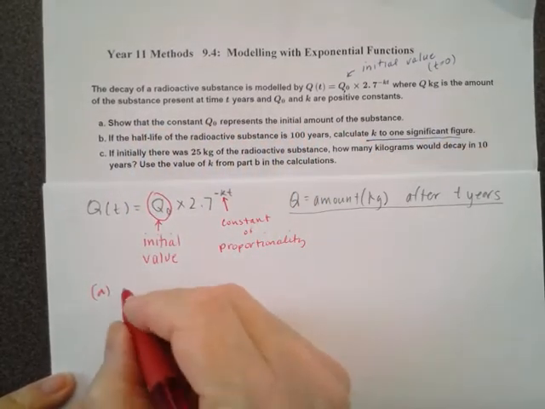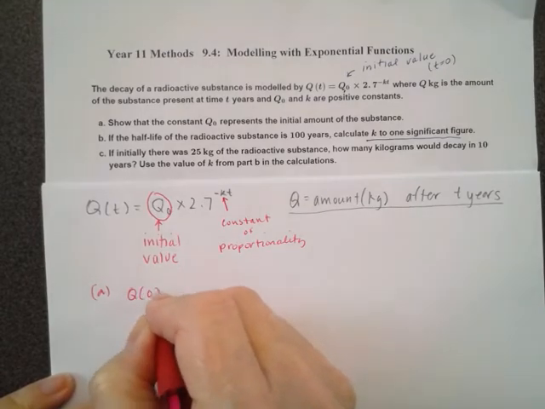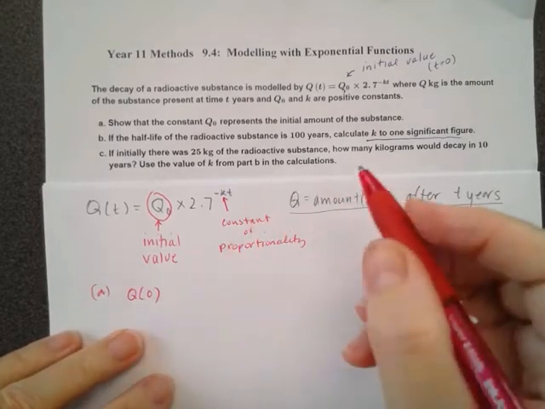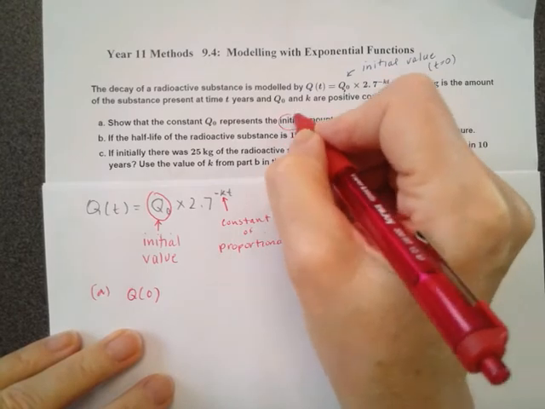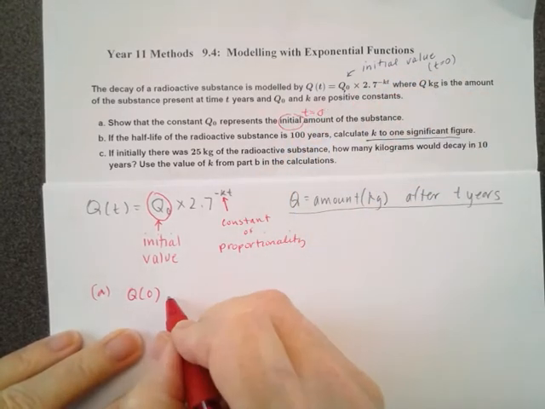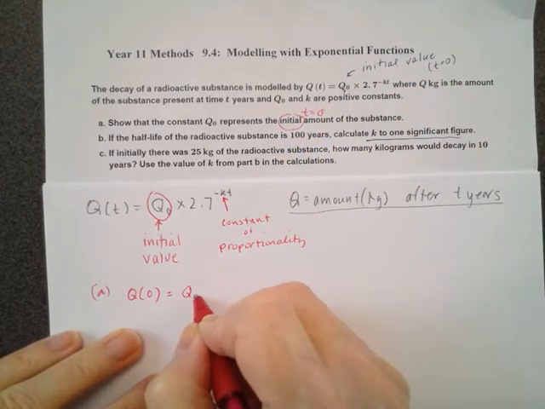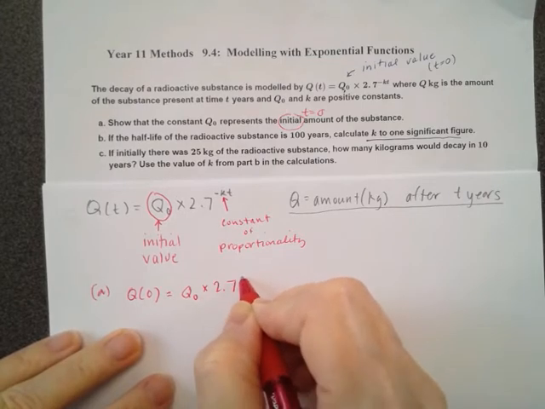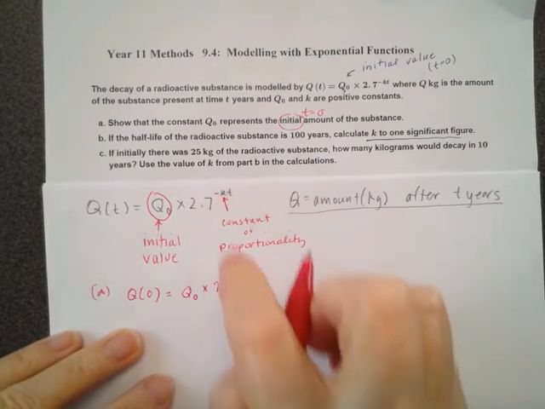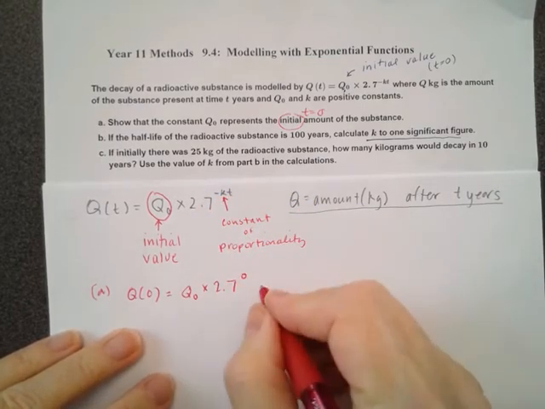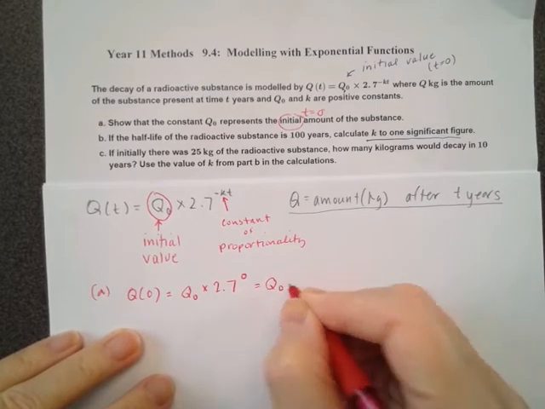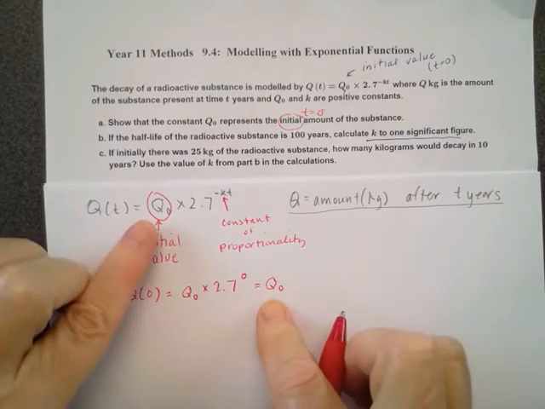Part A says, show that Q naught represents the initial amount. I'm going to say Q of 0, because that's when time is 0. That's what initial means, right? That is Q naught times 2.7 to the 0, because T is 0, and anything to the 0 is 1, so that's just Q naught. So when time is 0, I get that initial value.